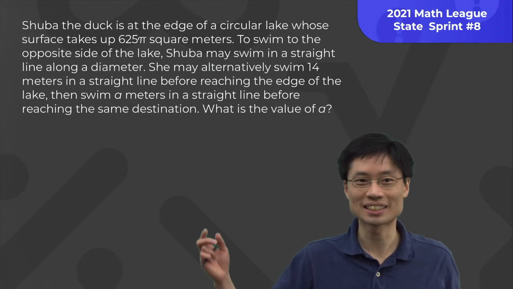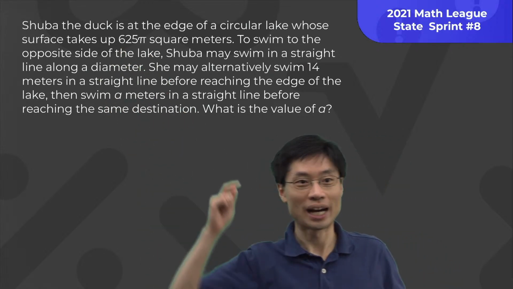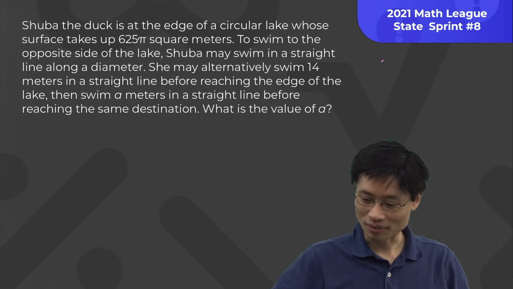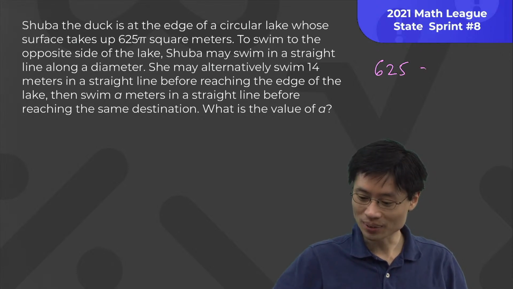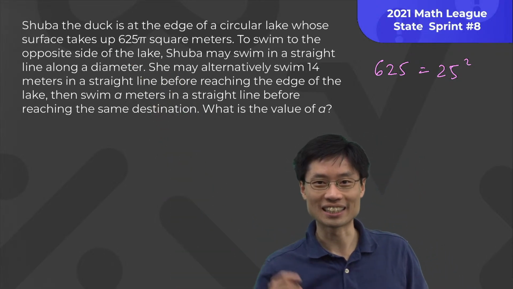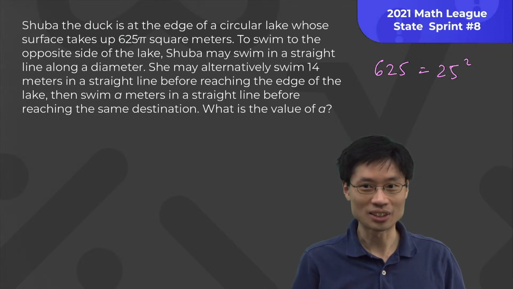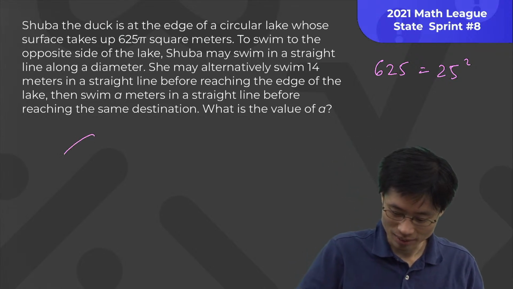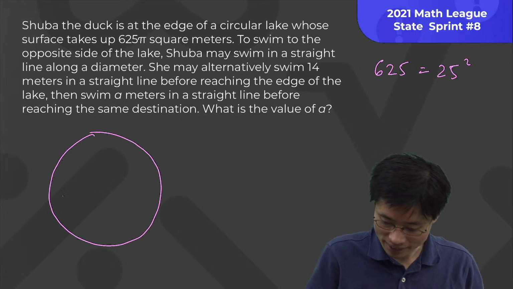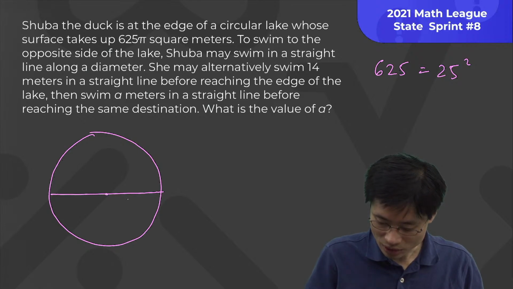Okay, so if I see this 625 pi, I'm like, 625, I like that number. 625 is 25 squared. Oh, hey, there's a pi r squared formula, right? So if the surface of the lake takes up pi r squared, what's r? Well, that means that r, the radius, let's draw a diameter because there's a diameter we're playing with, is 25. So here's another 25.